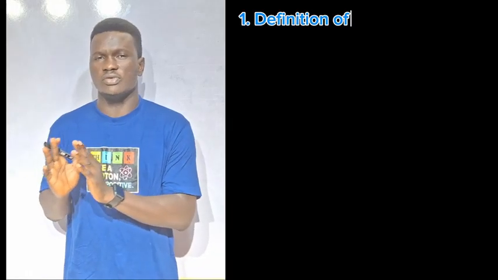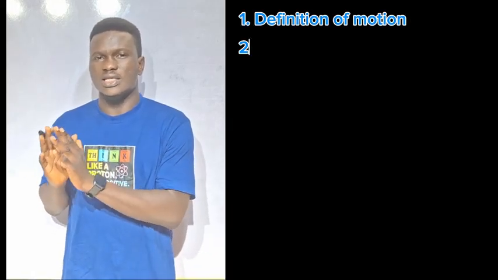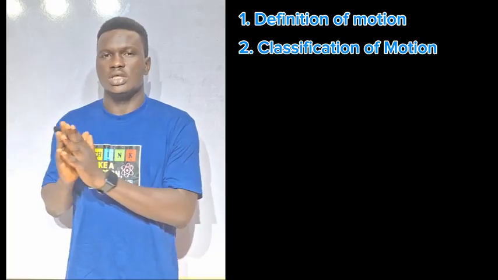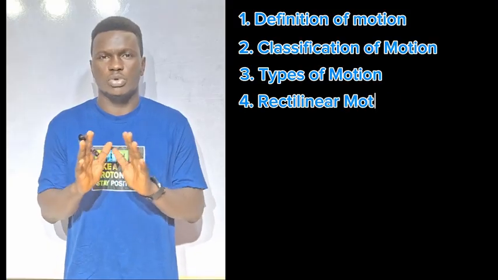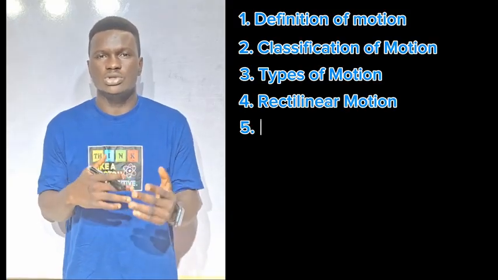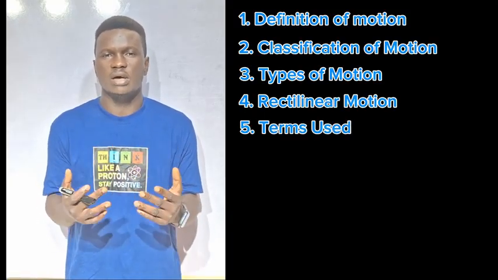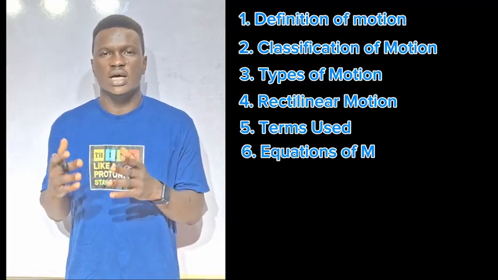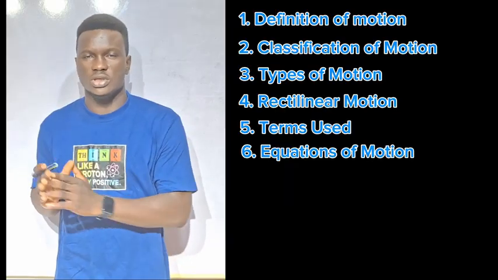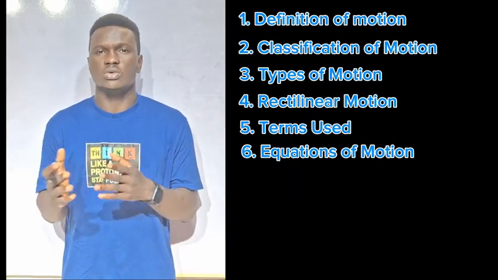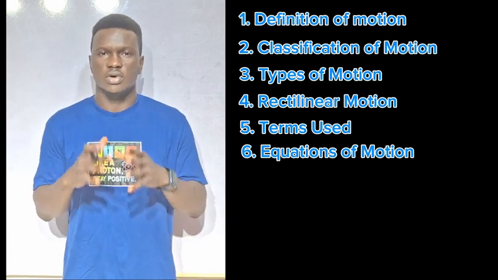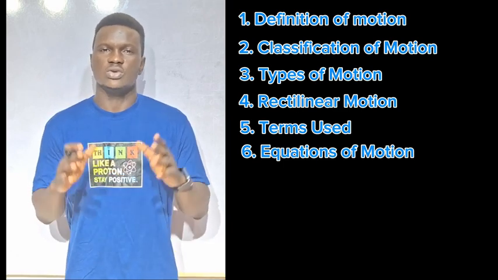Now, when you're talking about motion, we're going to talk about the definition of motion, the classification of motion, and the types of motions. Then we're going to talk about rectilinear motion properly. Then we'll look at the terms used in describing rectilinear motion. After that, we'll look at the equations of motion. I'm going to be deriving the equations of motion, and we use all of these equations to solve problems in physics. So let's get started.